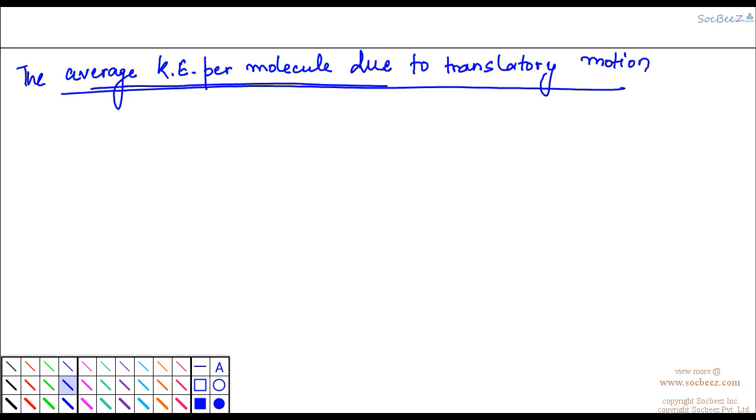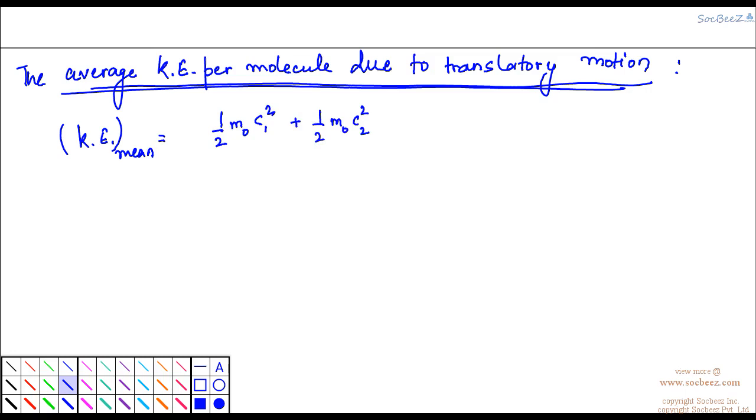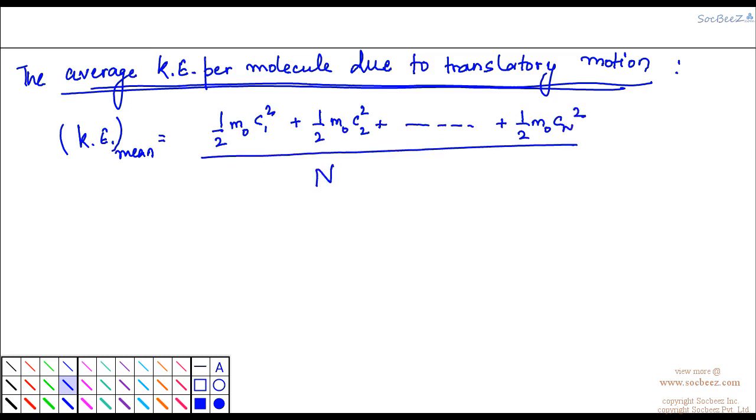So this is nothing but taking the average of the kinetic energy of each and every molecule. So the mean kinetic energy would be finding the kinetic energy due to translation of each molecule and taking the mean of it. That would be half m0, the mass of the molecule, into C1 square, plus half m0 C2 square, continued for all the n elements, that is half m0 Cn square. Add them all up and take the mean, that is divided by n.